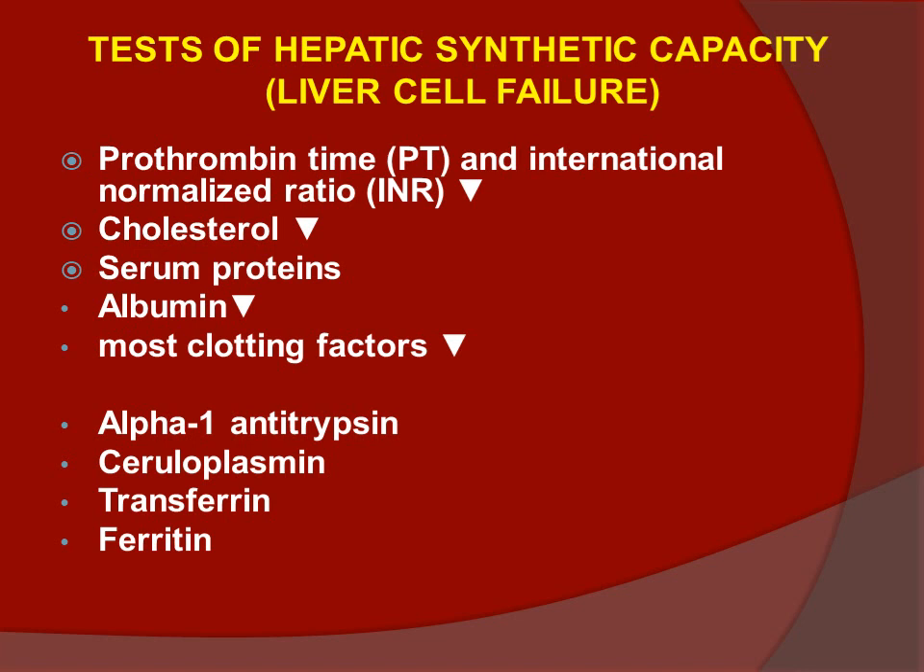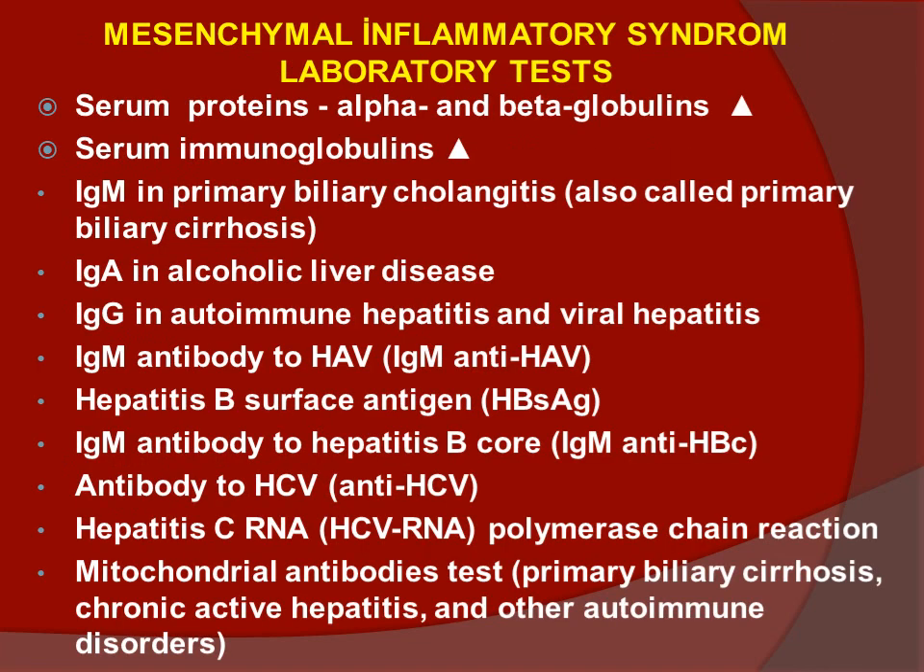Serum proteins. Hepatocytes synthesize most serum proteins, including alpha and beta globulins, albumin, and most of the clotting factors. Liver cell failure causes a decrease in the levels of serum proteins as well as cholesterol. Mesenchymal inflammatory syndrome laboratory tests are depicted in this slide. Some of them are specific for certain diseases, and some of them are not specific and have no clinical significance in some cases.